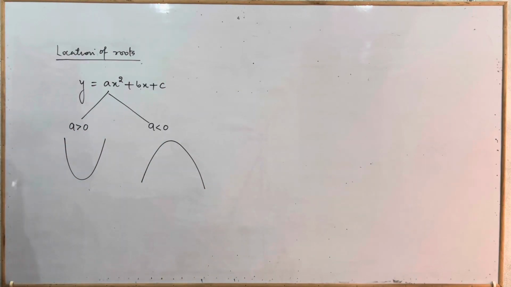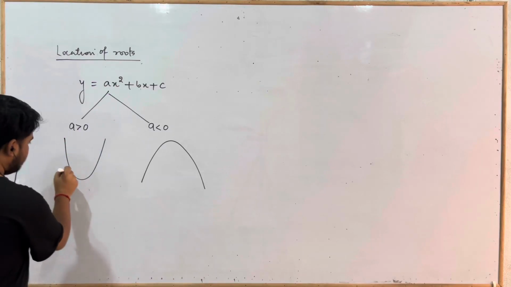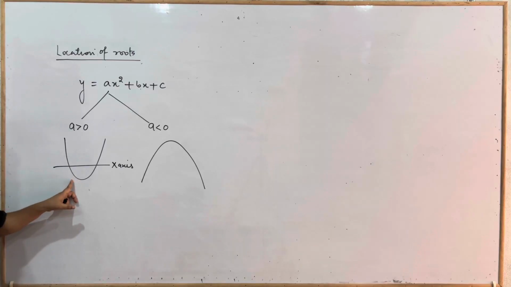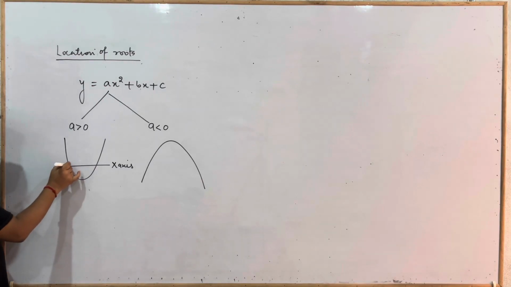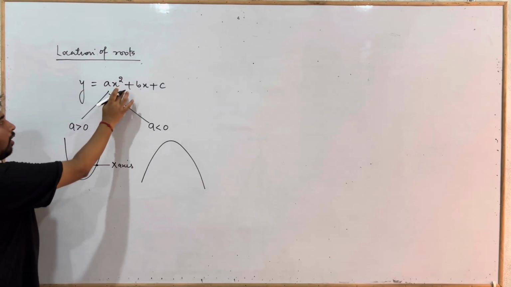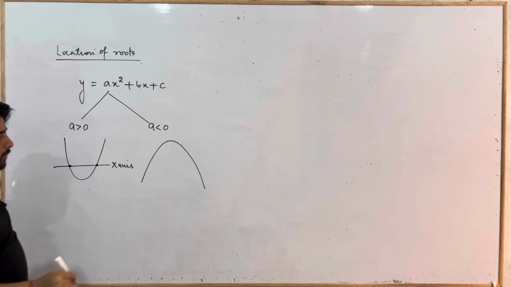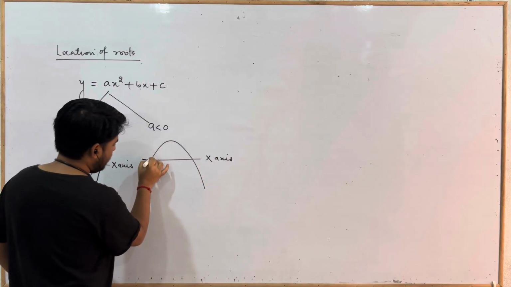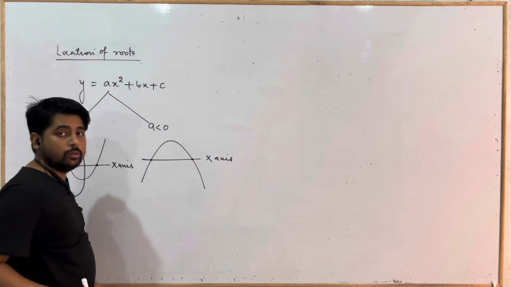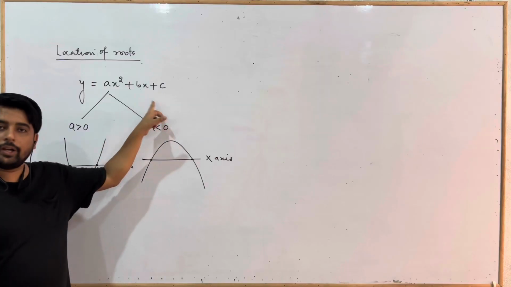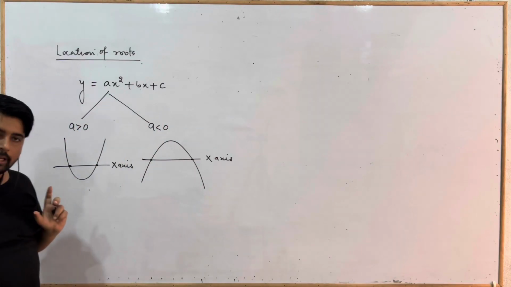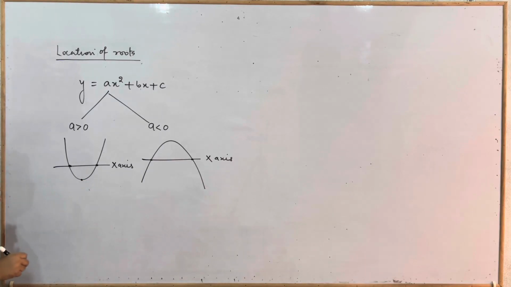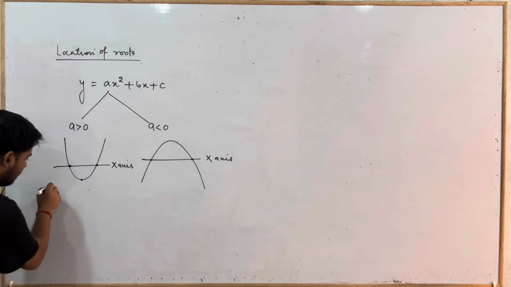Second thing, if this is the x-axis, where the x-axis cuts the graph, at that point we find the roots of this quadratic polynomial. Similarly, this is the x-axis, so this point and this point are basically the roots of this quadratic polynomial. First thing is clear. Now another point is the bottom of this graph. Generally we say vertex.